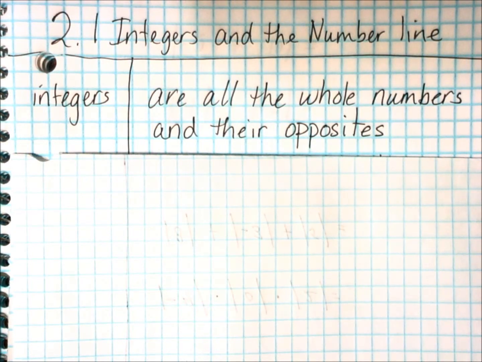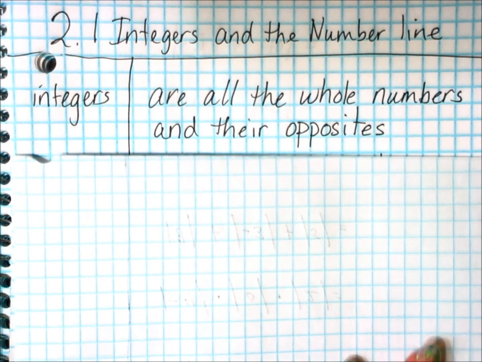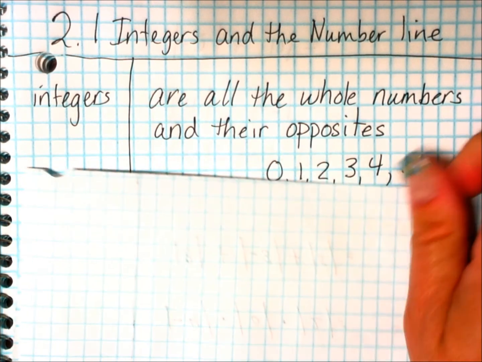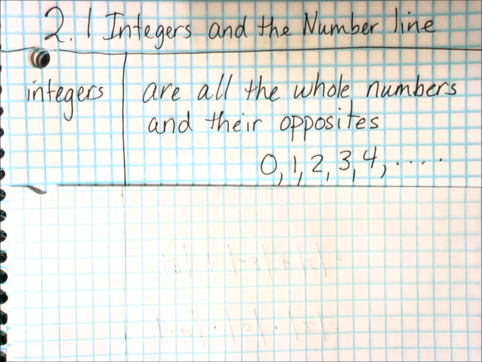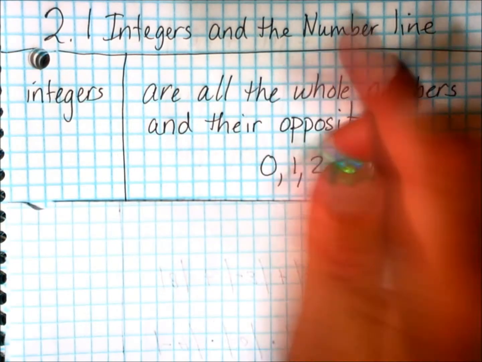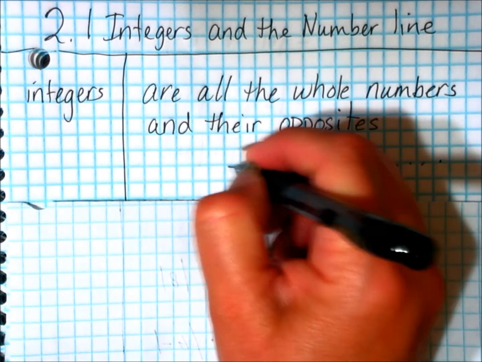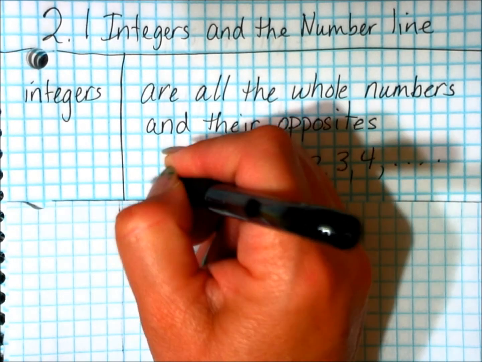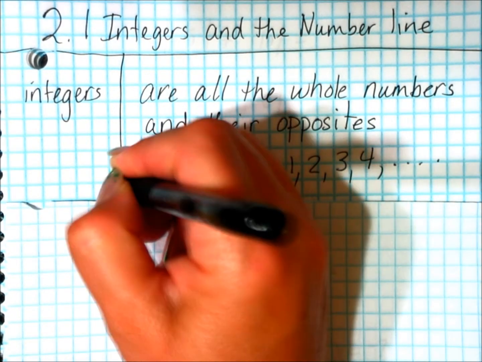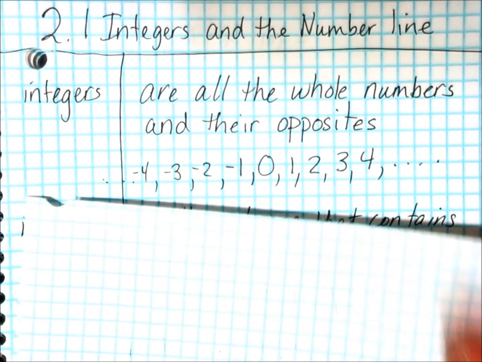Okay, so we have 2.1 integers and the number line. Remember that we talked about whole numbers and that whole numbers are 0 and the counting numbers 1, 2, 3, and 4. Well, integers are those whole numbers and then their opposites. So the opposite of 1 is -1. Opposite of 2, -2. So it goes on out indefinitely in that direction.